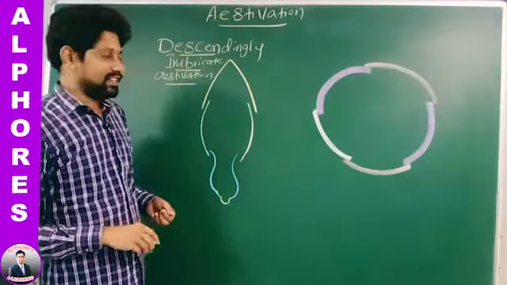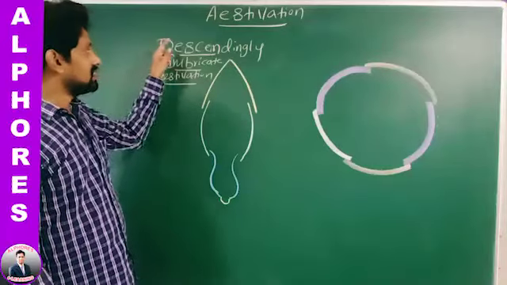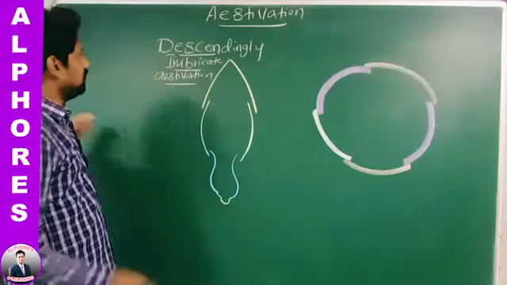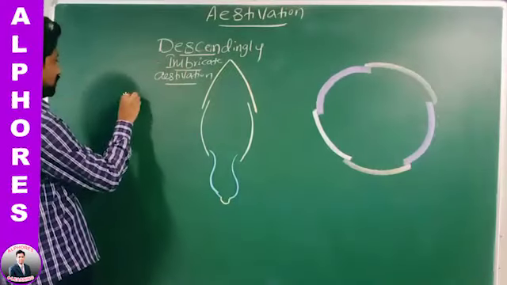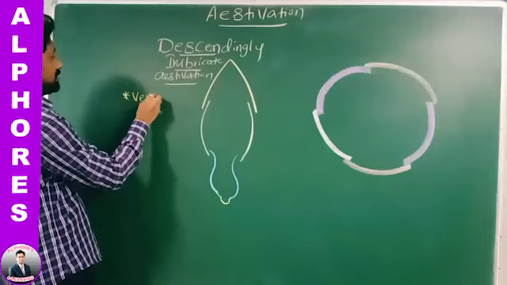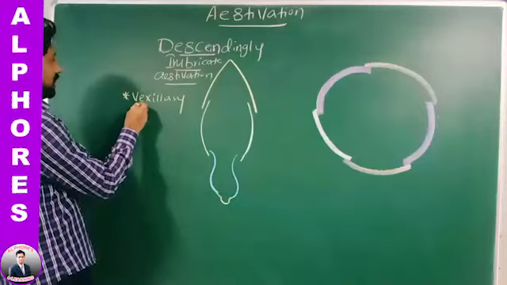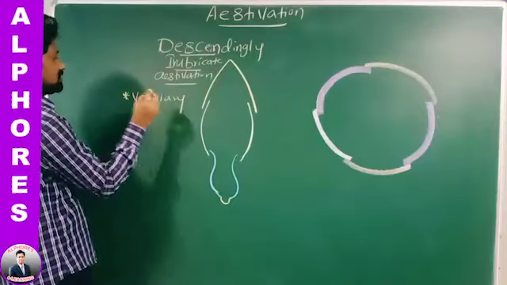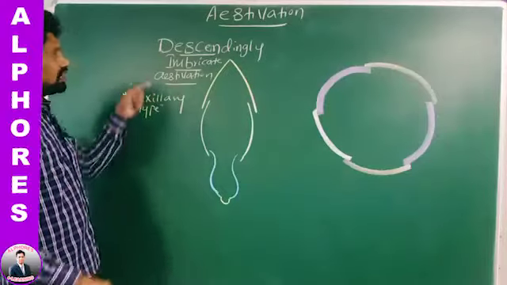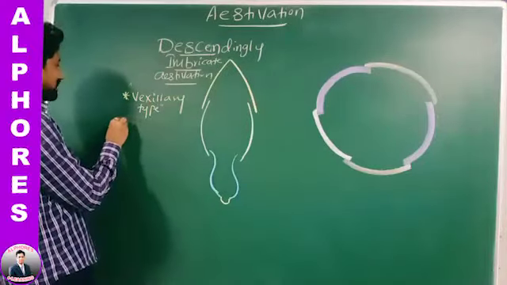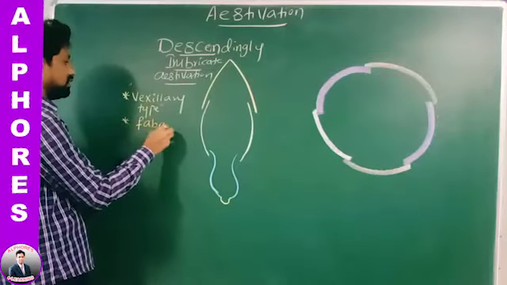Go for the next one. Descendingly imbricate estivation. Descendingly imbricate estivation is also called vexillary type of estivation. It is also called vexillary type of estivation. This descendingly imbricate estivation is seen in Fabaceae family.